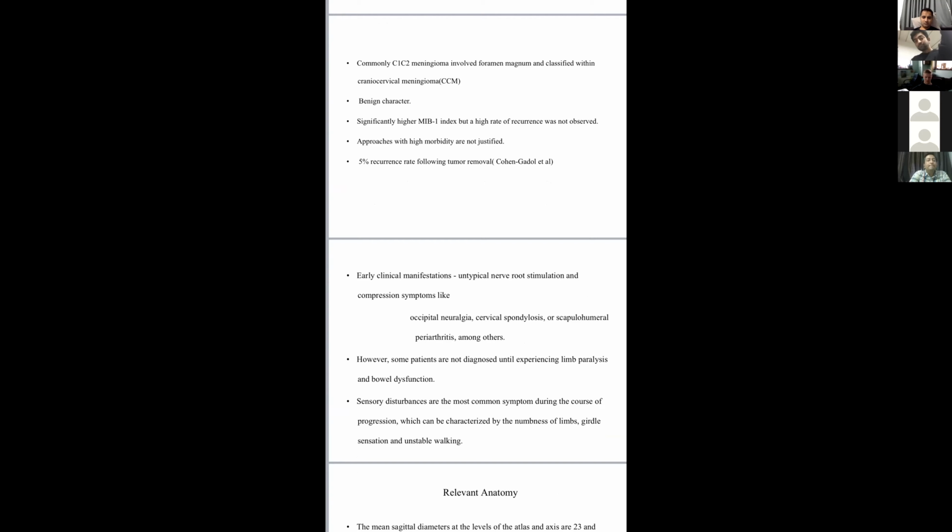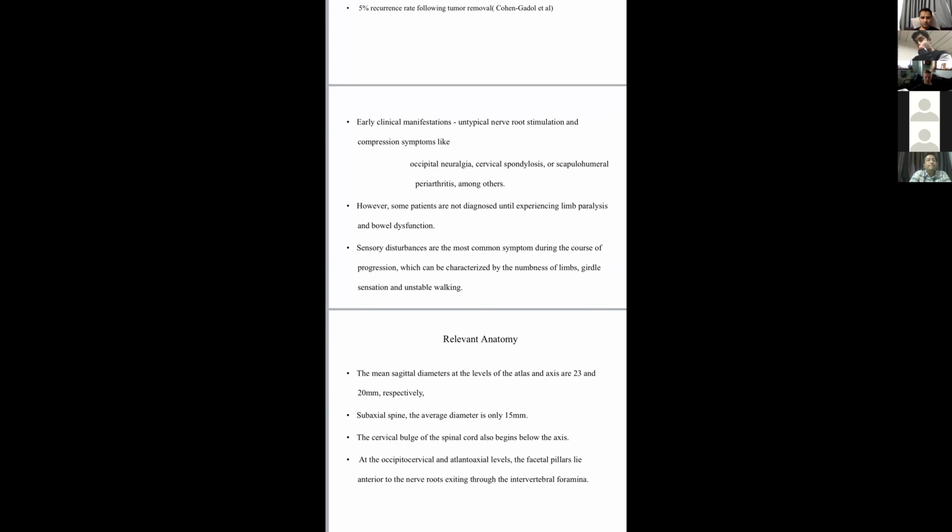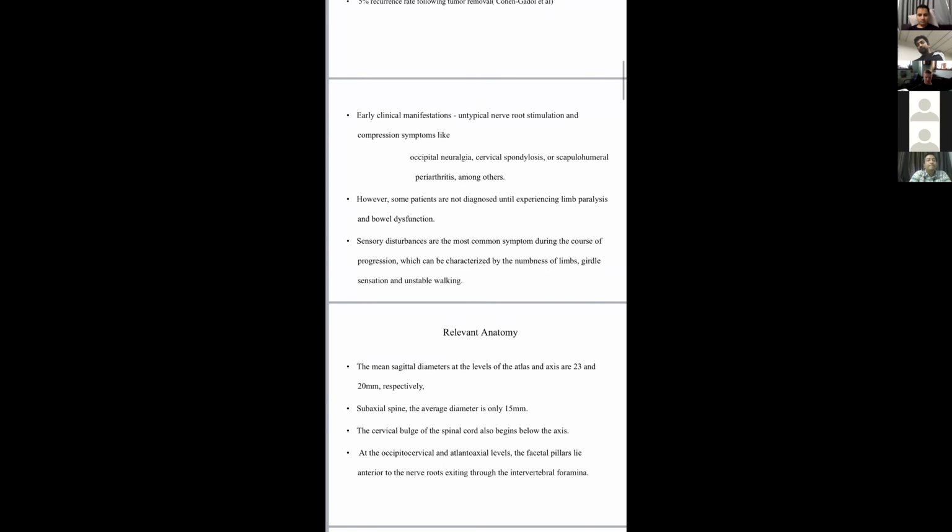Now the relevant anatomy related to the surgical approaches of C1, C2 ventrolateral meningiomas. The mean sagittal diameters of the canal at the levels of atlas and axis are 23 and 20 millimeters respectively. In the subaxial spine, the diameter is only 15 millimeters. The cervical bulge of the spinal cord also begins below the axis. All these give us adequate space at the C1, C2 cord level.